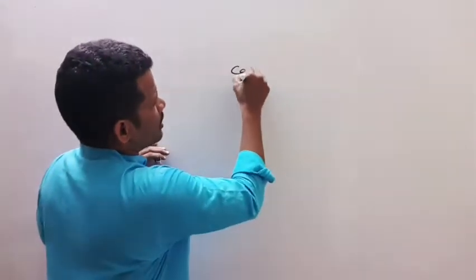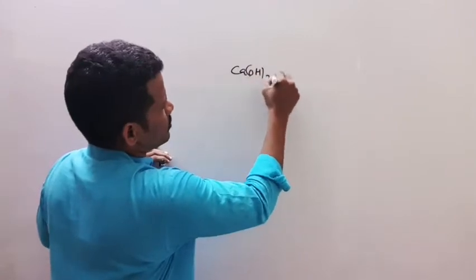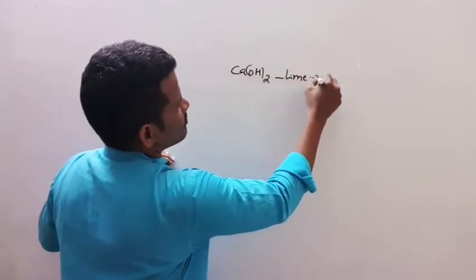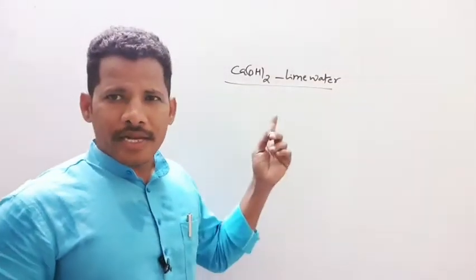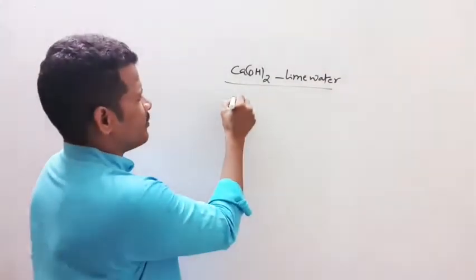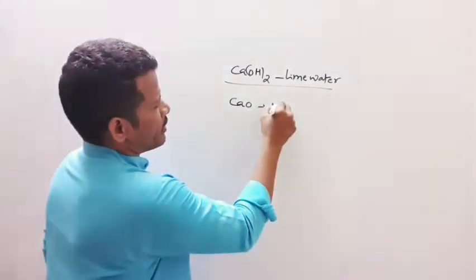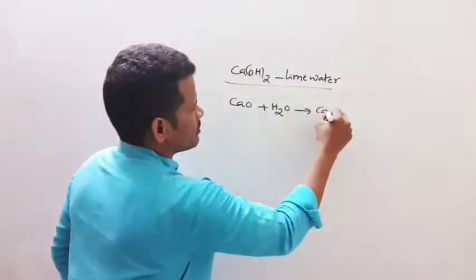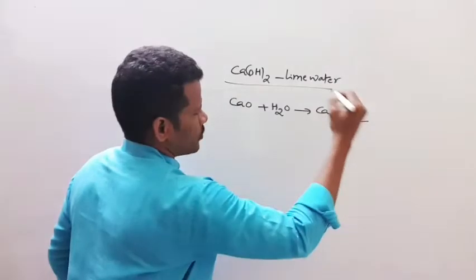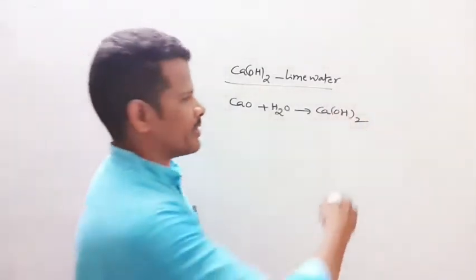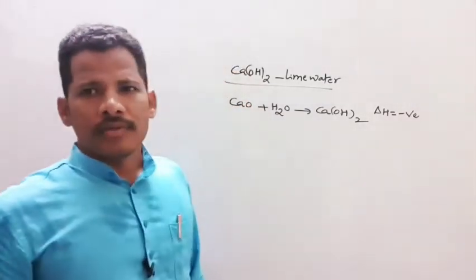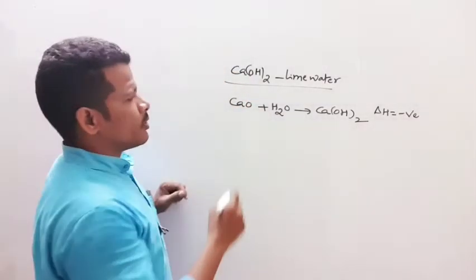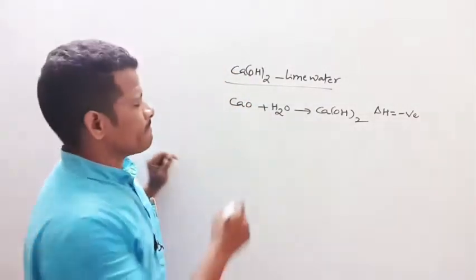Next, I am going to discuss the compound calcium hydroxide, which is nothing but lime water. We already discussed this in the last point. For example, if you take quicklime and react it with water, it forms calcium hydroxide. It is one type of exothermic reaction, and a certain amount of heat is liberated here. Okay, so this is about the preparation of lime water.